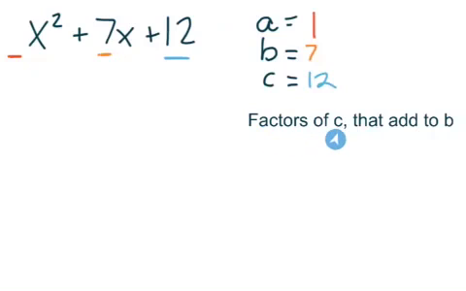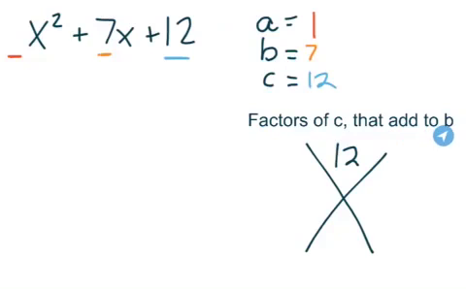So we need factors of c, or in this case factors of 12, that add to b, in this case 7. To do this, I'm going to use a diamond, just like you've been doing in your do nows. So I need factors of c. That means numbers that multiply to c, and c is 12. So 12 is going to go at the top of the diamond. And then they need to add to b. b is 7, so 7 goes in the bottom of the diamond. So we need to think of the two numbers that multiply to 12 and add to 7.